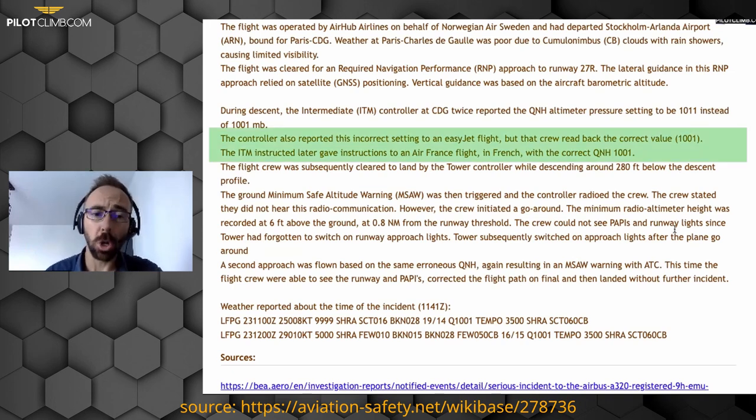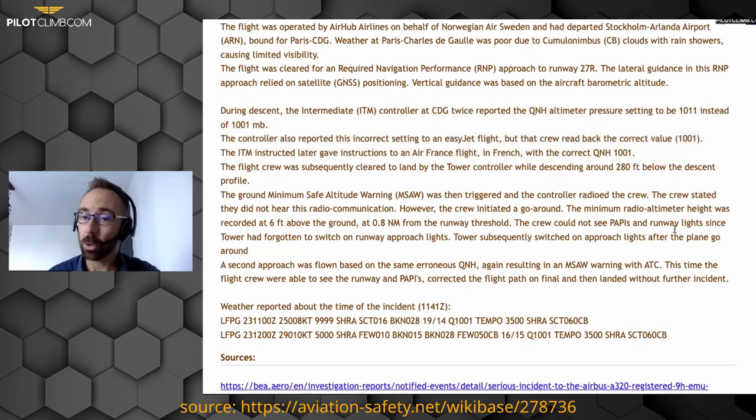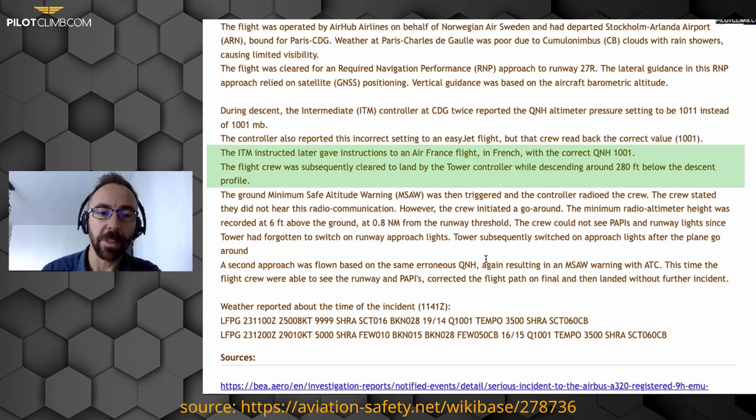The controller also reported this incorrect setting to an EasyJet flight, but the crew read back the correct value, 1001. So in this case, most probably the EasyJet crew were aware of the possible QNH at Charles de Gaulle. And when they were given 1011 hectopascal, the EasyJet crew replied 1001. The air traffic controller later gave instructions to an Air France flight with the correct QNH, 1001. The flight crew was subsequently cleared to land by the tower controller while descending around 280 feet below the descent profile.